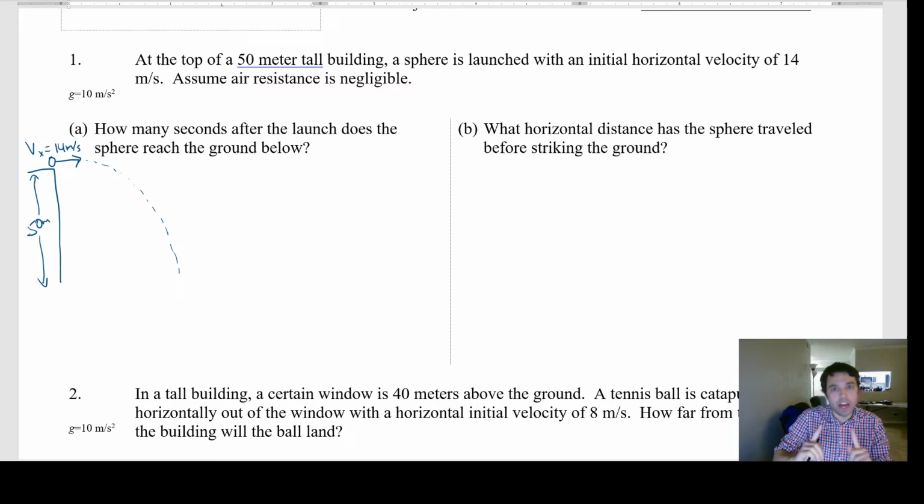With one caveat: if you launched it fast enough, the curvature of the Earth would come into effect. But let's ignore the curvature of the Earth, that's too complicated. Let's assume a flat Earth. For simplicity's sake in the problem, we'll assume a flat Earth. It doesn't matter what the horizontal speed is. We know that the change in vertical position is negative 50 meters, because it's going 50 down.